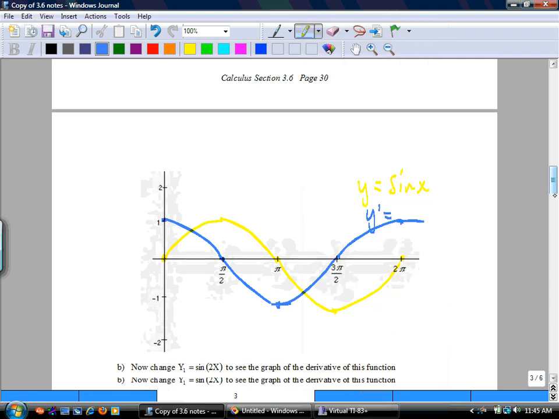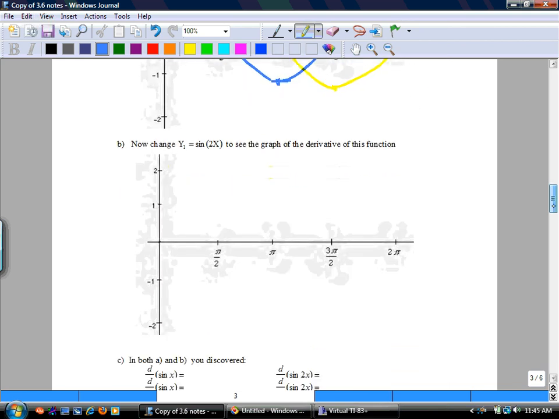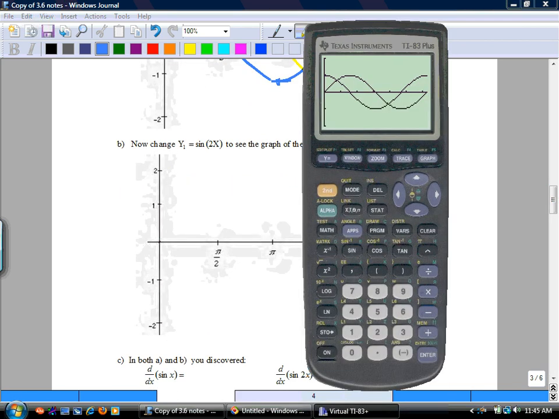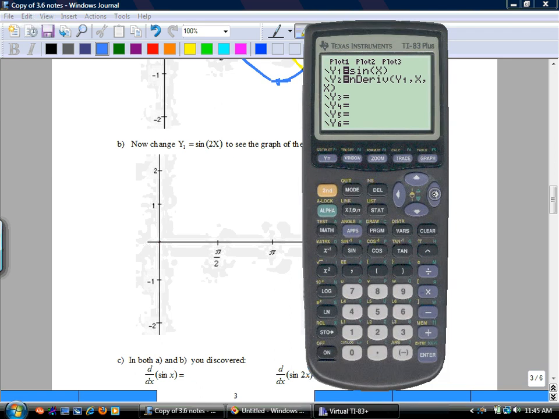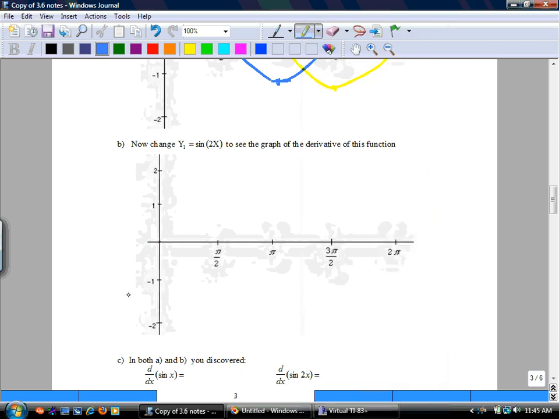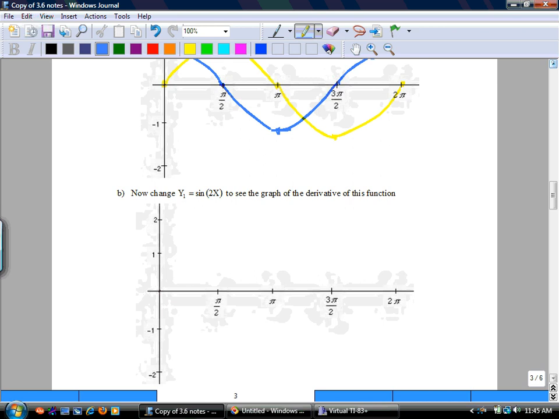Okay, B. Now change y1 to sine 2x. So hit y equals, change that sine x to 2x. I'm going to graph the function y equals sine 2x on here. You should say, Mr. App, that is the sine graph that's been horizontally compressed by a half. So that yellow graph will be sucked back towards the x-axis, and it will look like this. The period has gone from 2 pi down to pi.